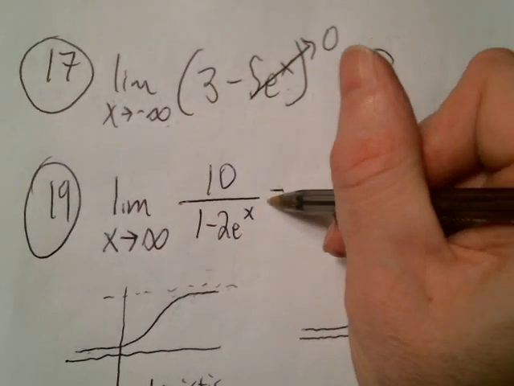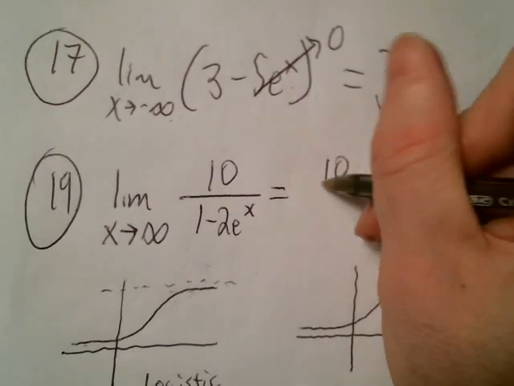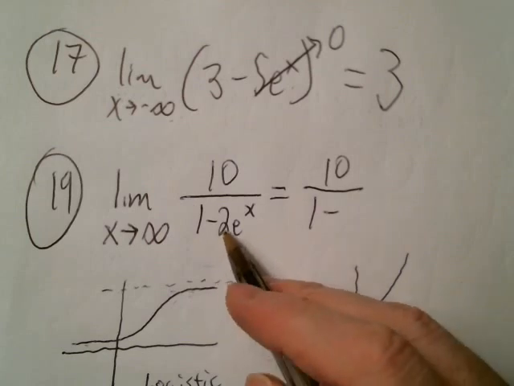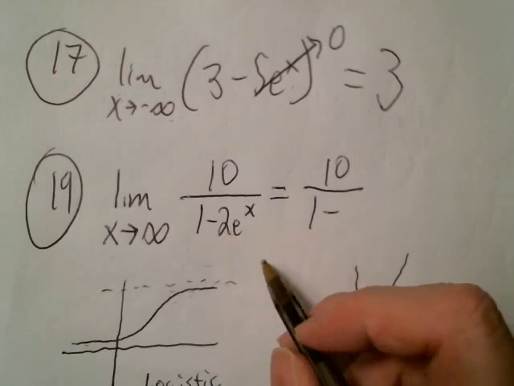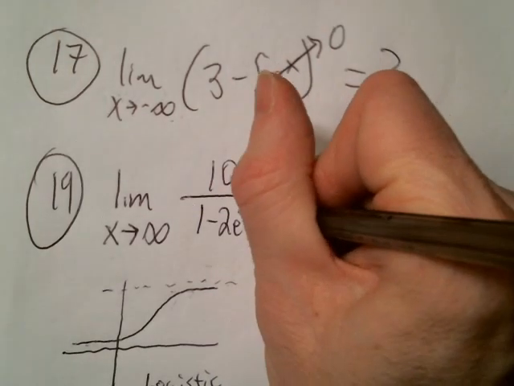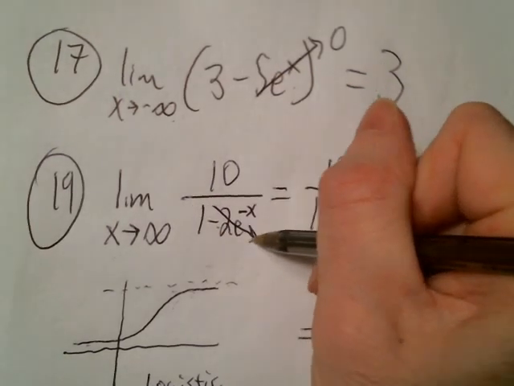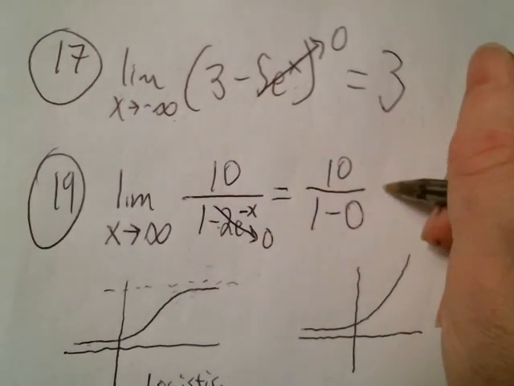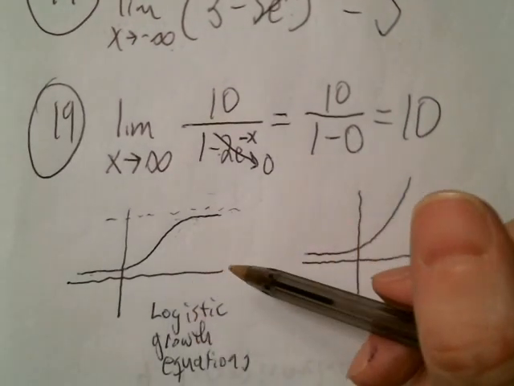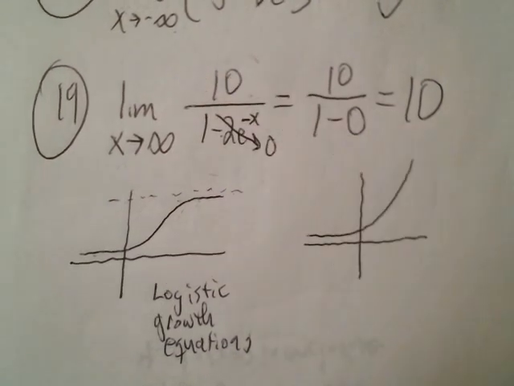And here the limit of the whole is the limit of the parts, right? So the limit of 10 is 10. The limit of 1 is 1. The limit of 2e to the x is one of our special limits. And it should be, sorry, negative x, right? So that thing will go to 0, and we'll just have 10 over 1 minus 0, which is 10. Okay? And the limiting capacity of these kinds of equations is always going to be in the numerator.